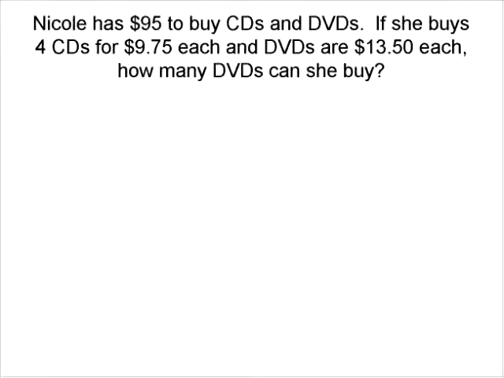For the last question, we have a statement that says Nicole has $95 to buy CDs and DVDs. If she buys 4 CDs for $9.75 each and DVDs are $13.50 each, how many DVDs can she buy? So we already know that she's bought 4 CDs at $9.75. So if we multiply 4 times $9.75, we will find out that that is $39. So far, out of the 95, she's already spent 39. Which means she has $56 left.